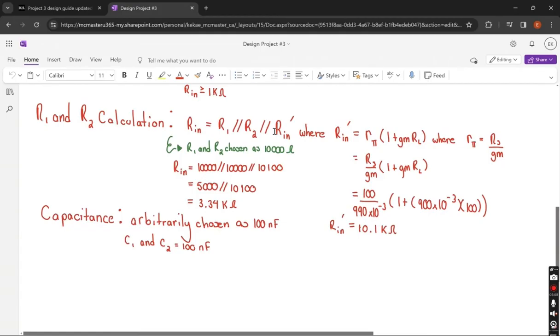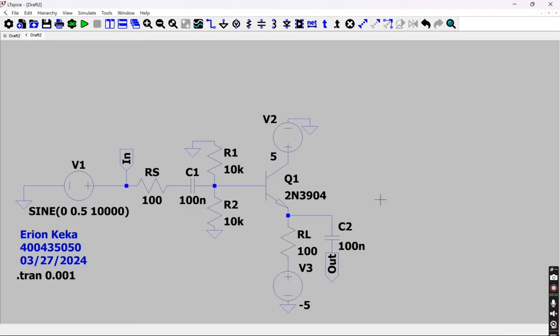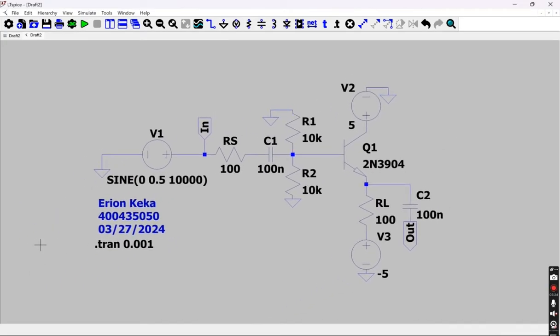Also, the capacitance values were chosen arbitrarily as well, and they were both chosen to be 100 nanofarads, as these are two capacitors that we are provided with in the 2EI4 components kit. And here we have our finalized circuit schematic with all values inserted.